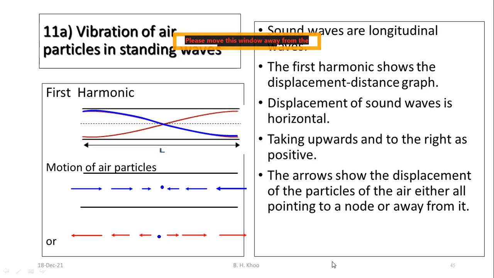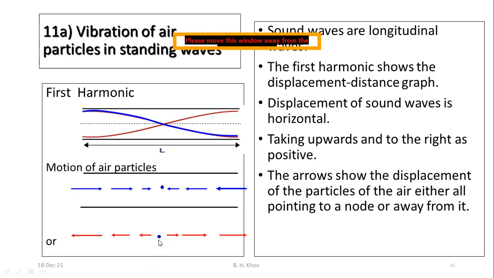Right, but here to interpret and draw the graph. Okay, so first harmonic means they use the displacement distance graph, and then we are trying to tell the displacement of the sound wave. The graph is displacement horizontal. Yes, it shows how the particle is vibrating in the tube. You look at the blue one, that's the blue one. You look at the red graph, that's how you get the red graph.